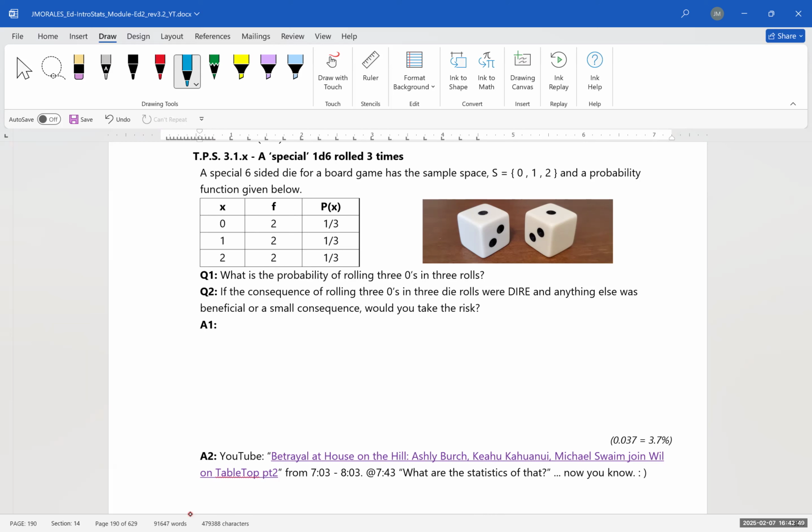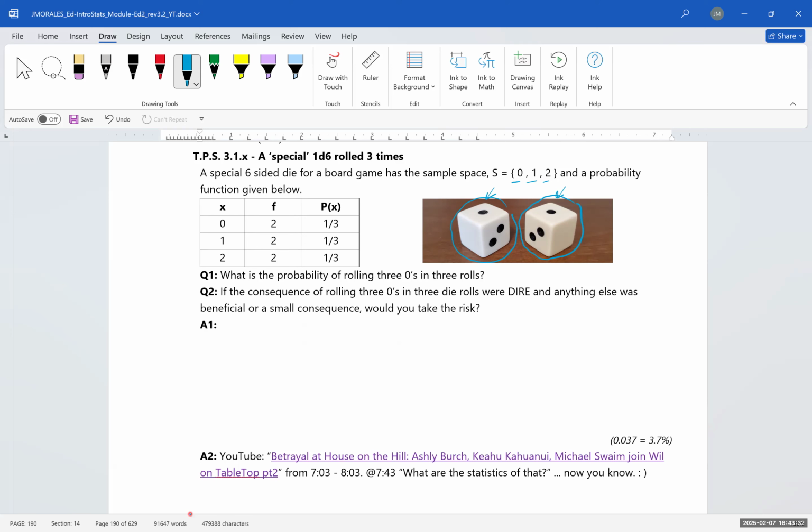All right, so let's look at this think, pair, share. What's a little different about this one is we're looking at a six-sided die, but this six-sided die comes from a particular board game where they've made a custom die. A special six-sided die for a board game has the sample space of 0, 1, and 2. So this doesn't have 4, 5, or 6 pips. It's only got no pips, 1 pip, or 2 pips. That's what you see here in the picture. This is the front side of the die, and this other picture is the back side and the bottom of the die, just to show you that it's only got 0, 1, or 2 pips.